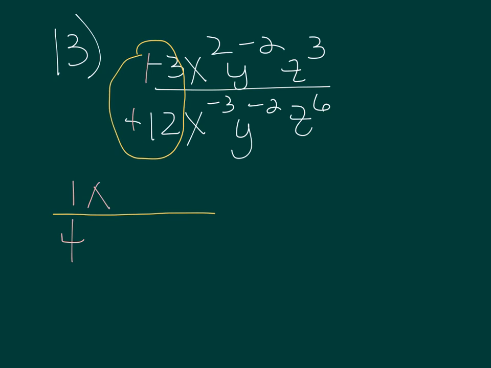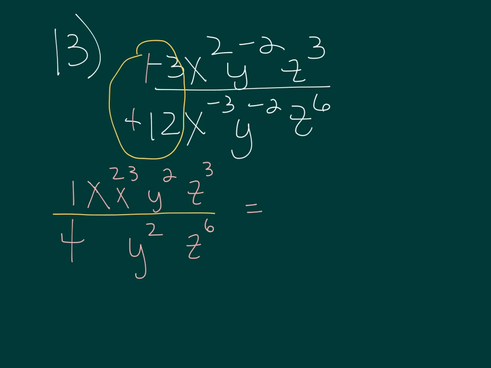X squared is going to stay on top. Y to the negative second from the top goes to the bottom. Z to the third, positive exponent, it's going to stay where it's at. On the bottom, I have x to the negative third, so that's got to go to the top. I'm going to put it right by the other x. Y to the negative second on the bottom's got to go to the top and become positive. And z to the sixth was positive, so it's going to stay where it began.